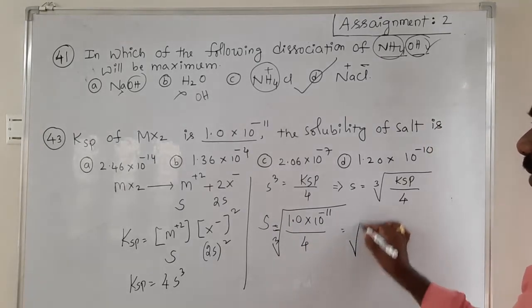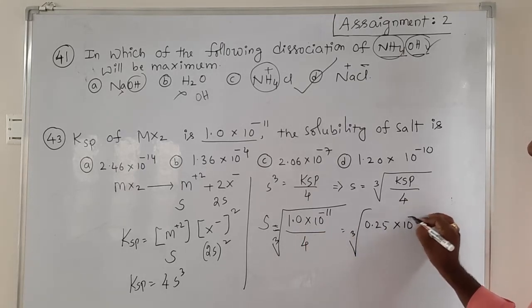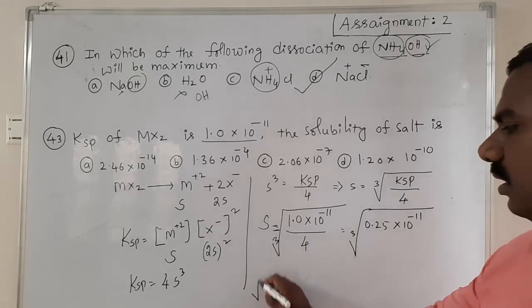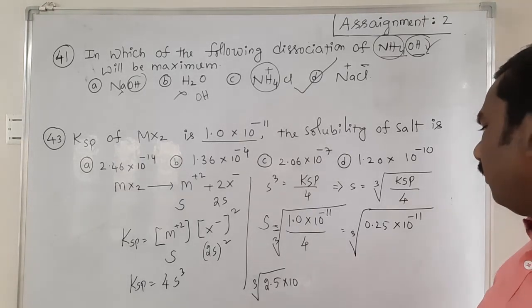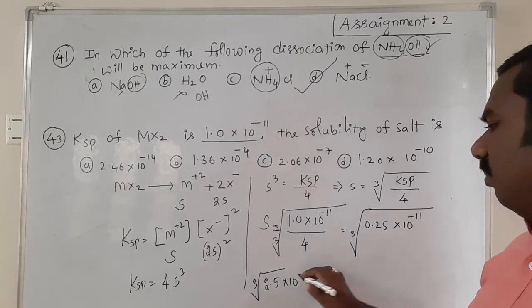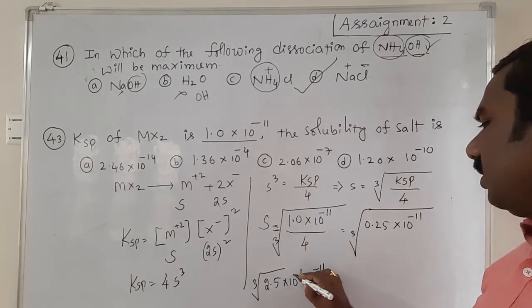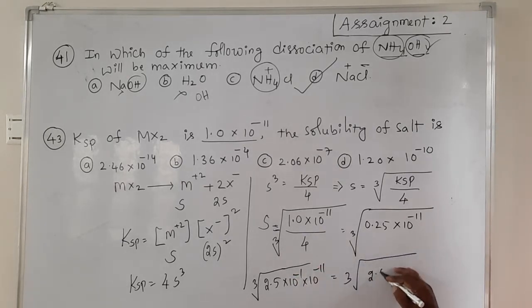Then it is equal to cube root of 0.25 into 10 to the power of minus 11. You can write it like this. It can be simplified as cube root of 2.5 into 10 to the power of minus 1 into 10 to the power of minus 11. Right, for our convenience, finally it can be written as 2.5 into 10 to the power of minus 12. Understood? So 0.25 into 10 to the power of minus 11 will be written as 2.5 into 10 to the power of minus 12.